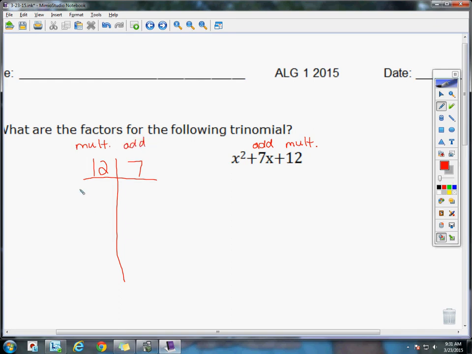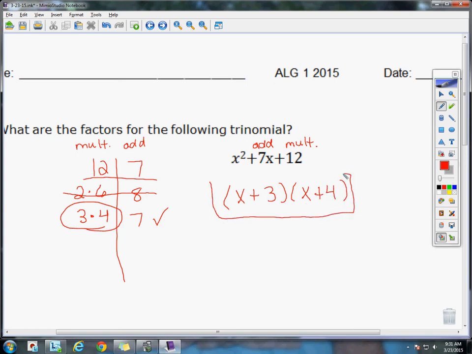So let's say that I start with 2 and 6. 2 times 6 does give you 12, but when you add 2 plus 6, it gives you 8, and you need 7. So that's wrong. Okay, we can do 3 and 4. 3 times 4 does give you 12, and 3 plus 4 does give you 7. So that works. These are your factors, so you just write x plus 3 and x plus 4.